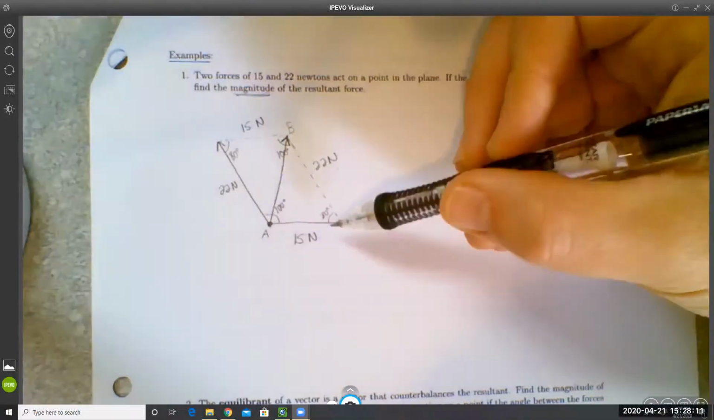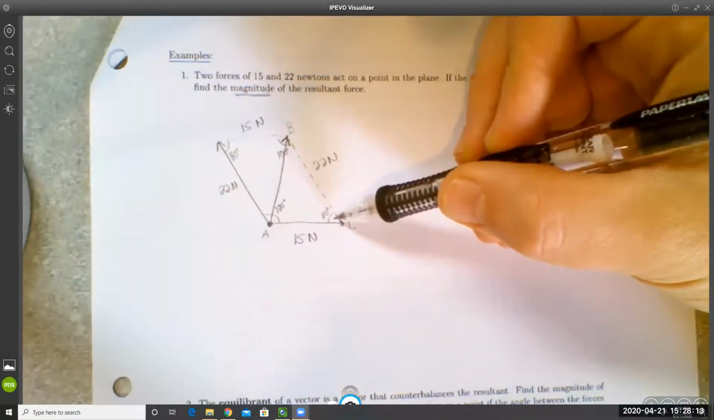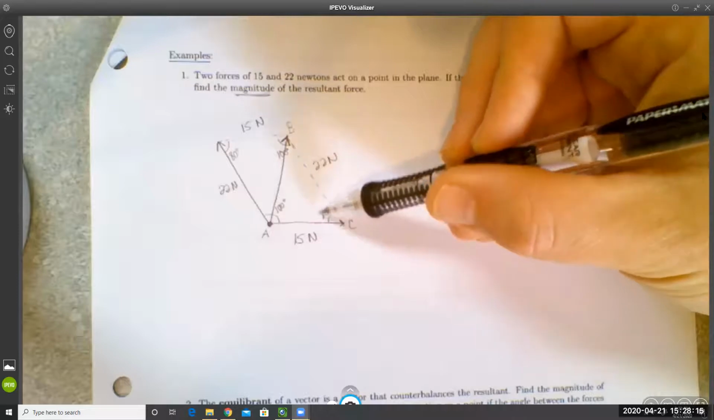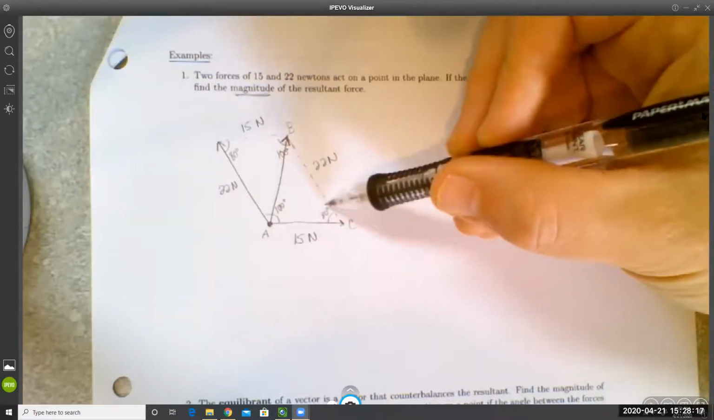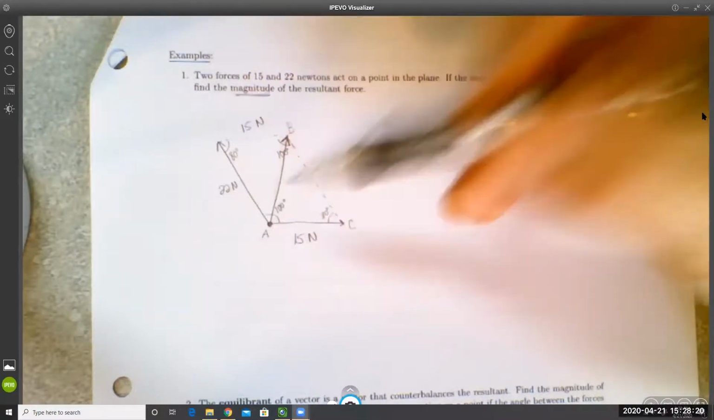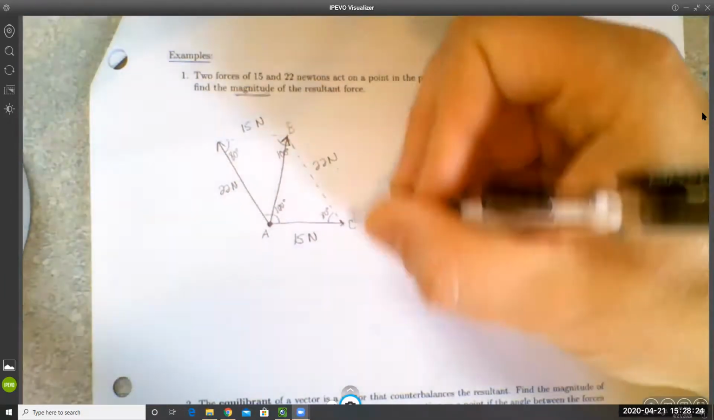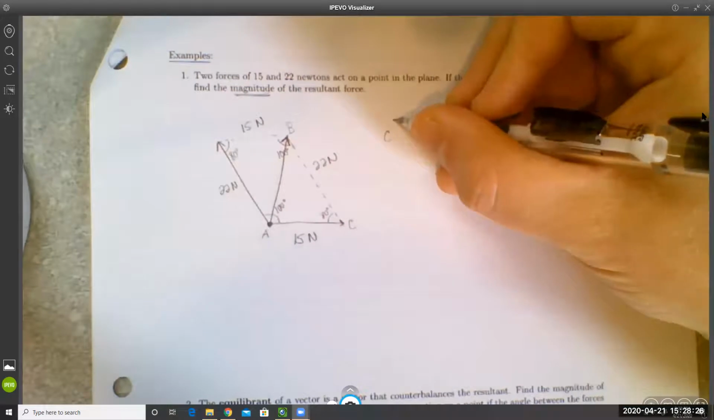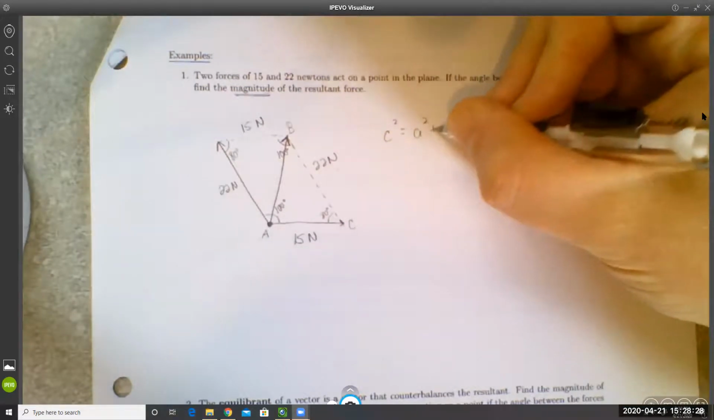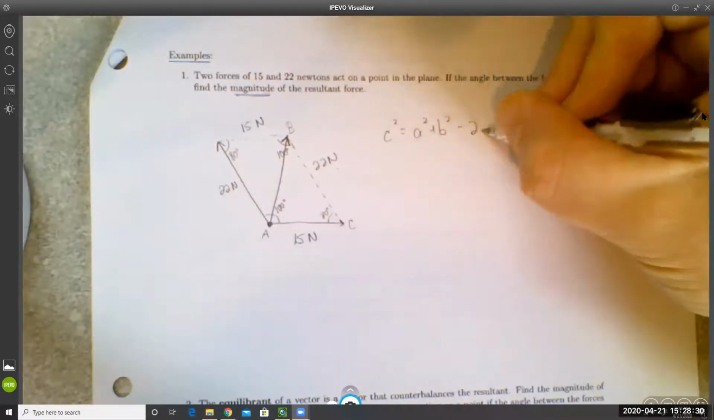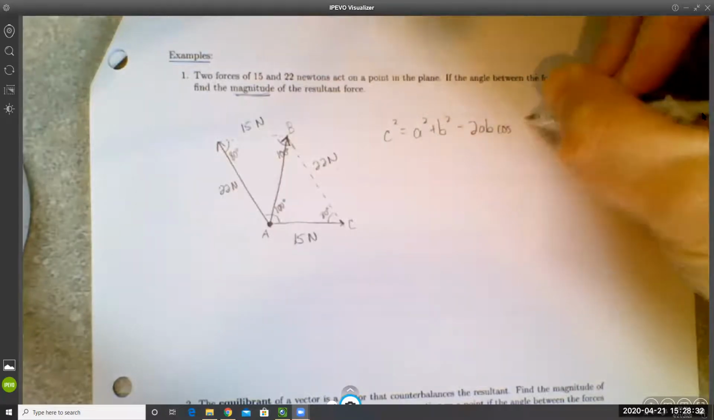So I can use the law of cosines. Yeah, law of cosines would be better, right? I can use the law of cosines that uses angle C to solve for side C. That's what I'm going to do. Okay, so the law of cosines that involves angle C is this one. C squared equals A squared plus B squared minus 2AB cosine C.